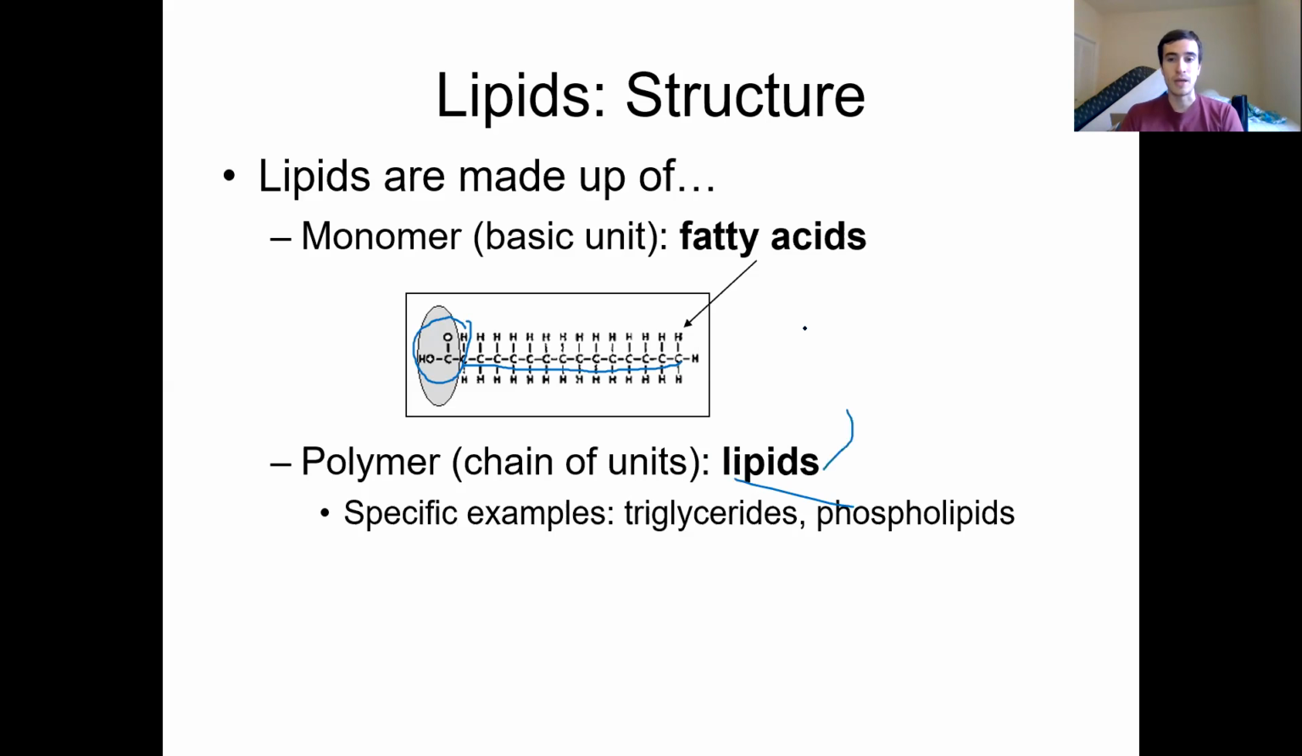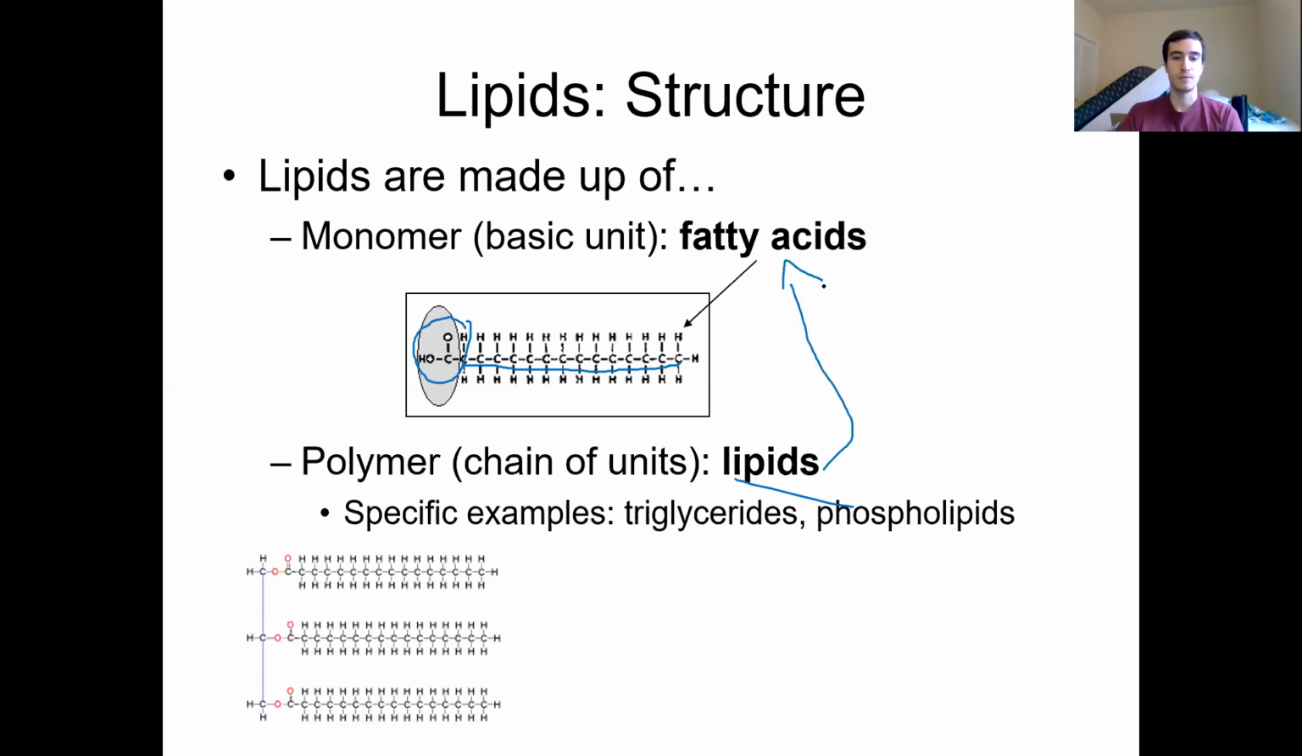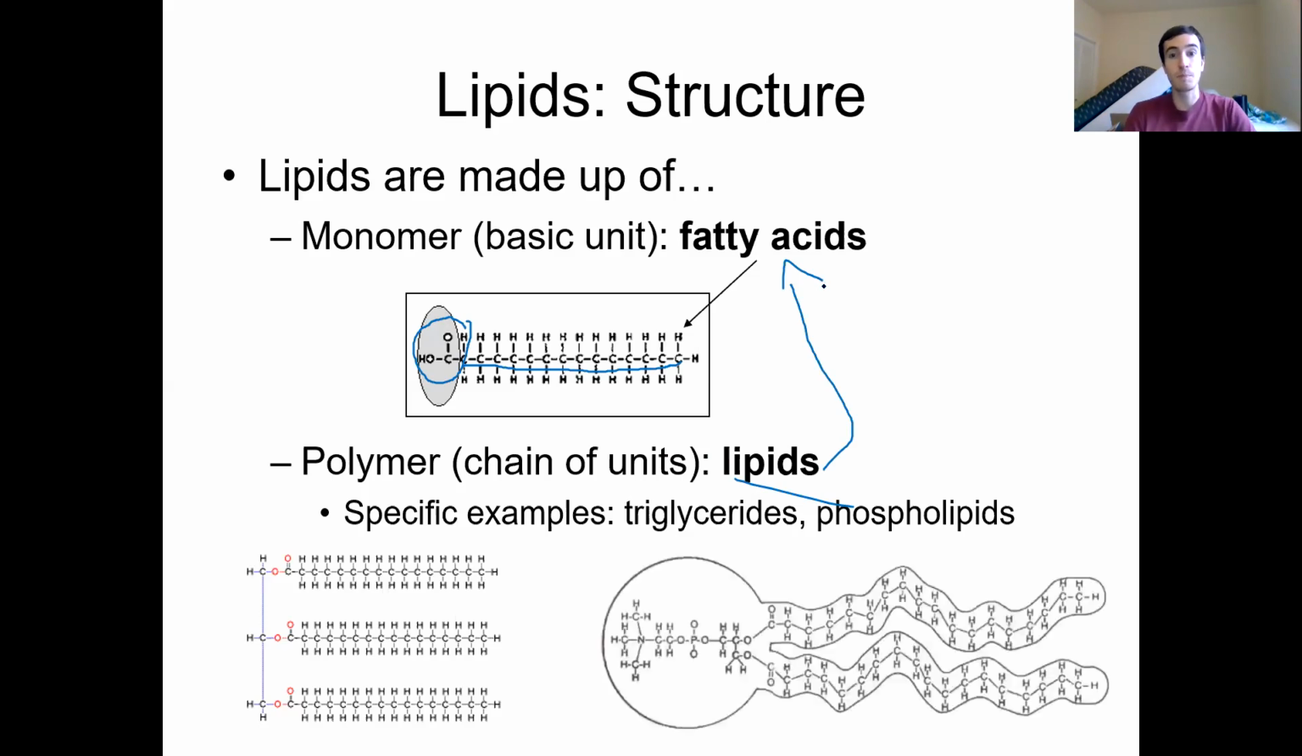So lipids are made of a whole bunch of fatty acids put together. It might be 2, it might be 3, it might be 10, 15, 18, but they're all together as part of this larger lipid structure. So lipids are made out of a monomer of fatty acids.